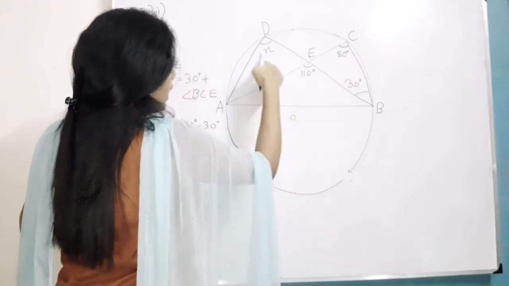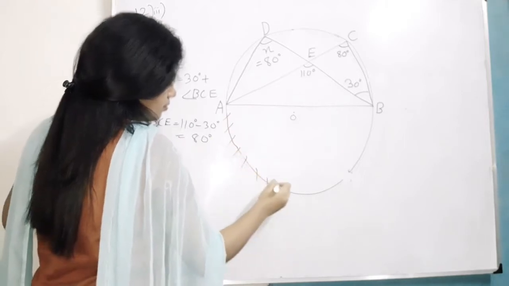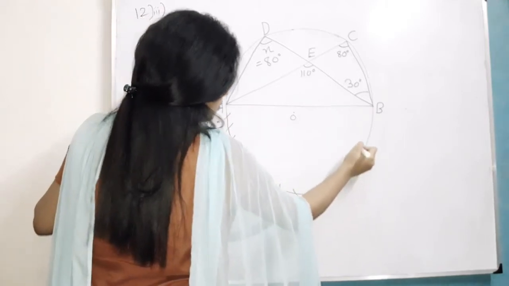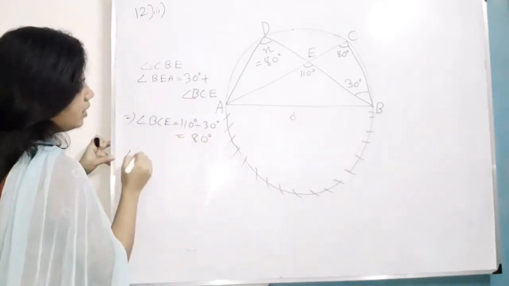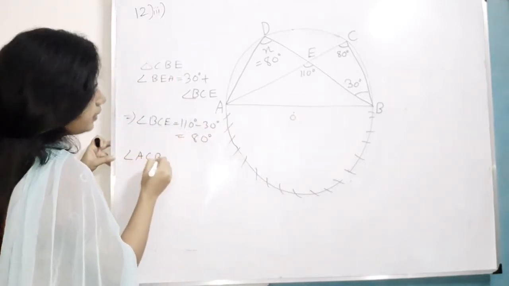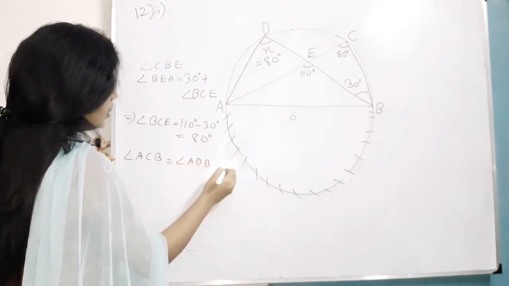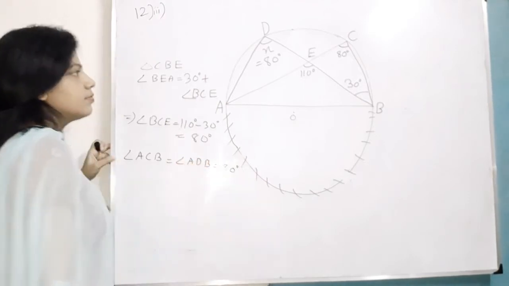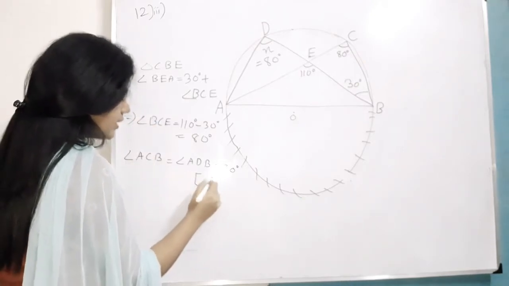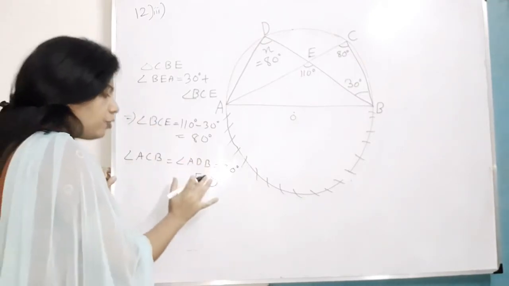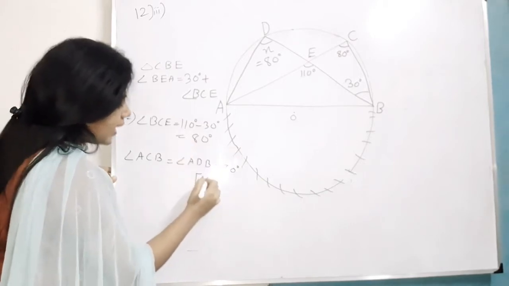Now both of them are lying on the same arc AB. So we can say that angle ACB equals angle ADB equals 80 degrees. Here you can write the reason, but it's up to you, and if you want to write, you will write that both of them are lying on the same arc AB.